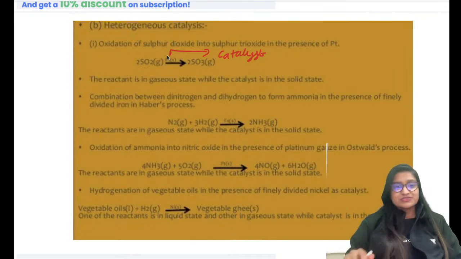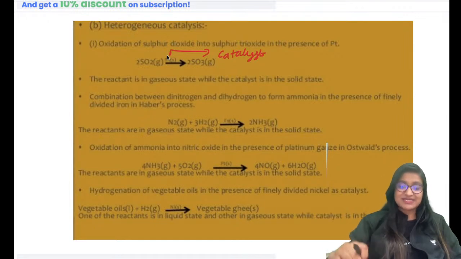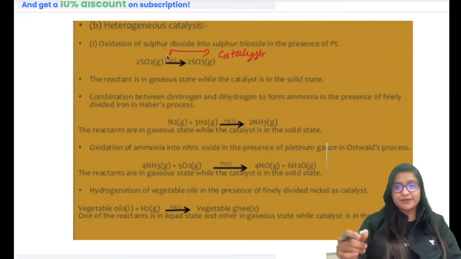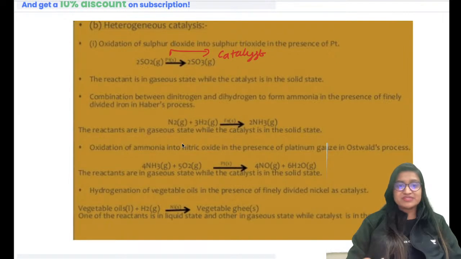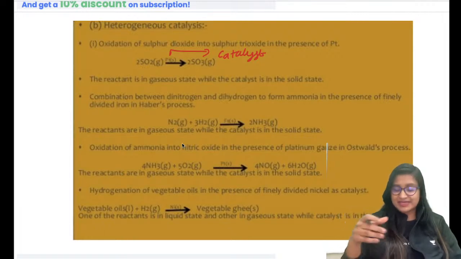Okay. So the next thing is, the reactant is in the gaseous state while the catalyst is in the solid state. That is why this is known as heterogeneous catalysis. Another example can be combination between dinitrogen and dihydrogen to form ammonia in the presence of finely divided iron. This is your Haber's process again.